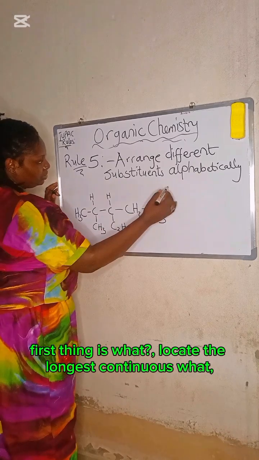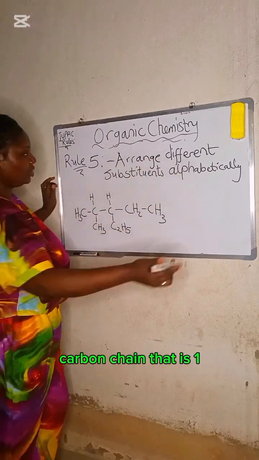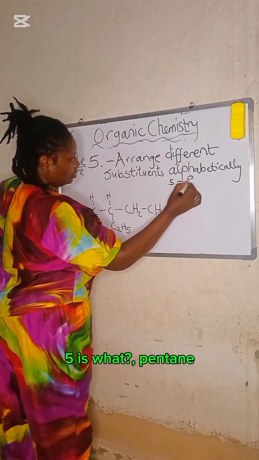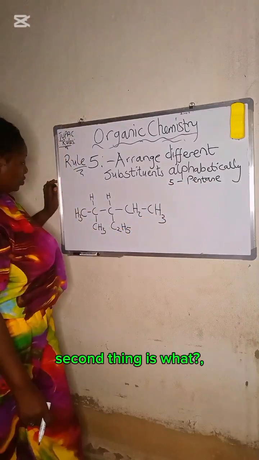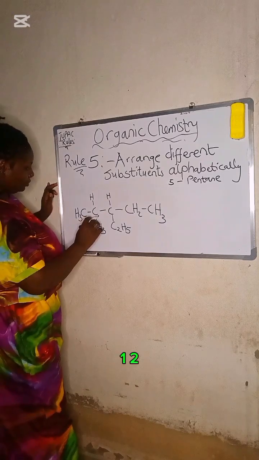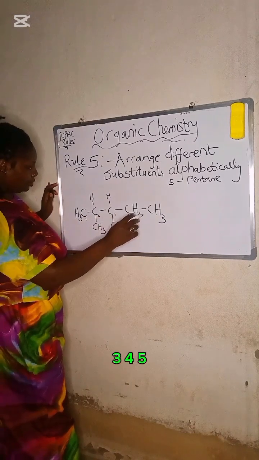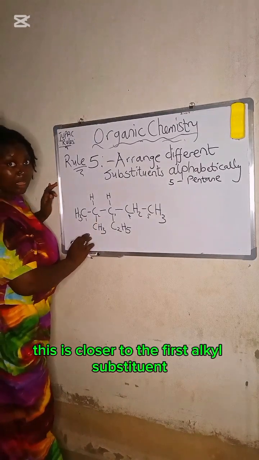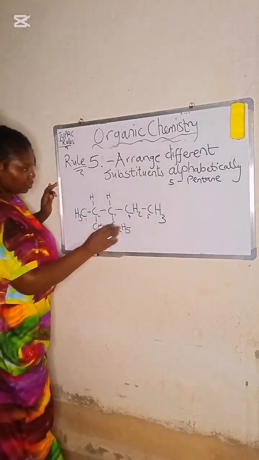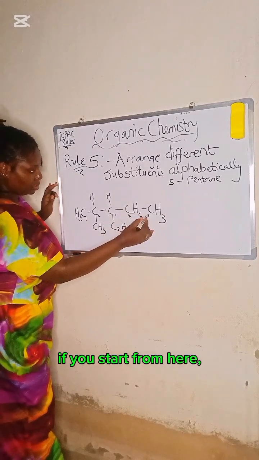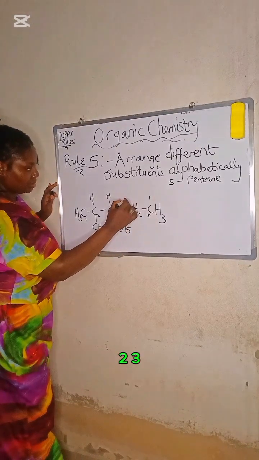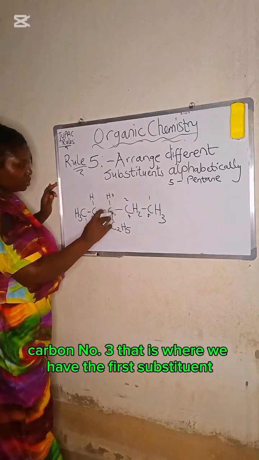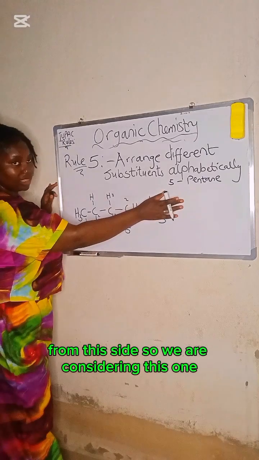First thing is what? Locate the longest continuous carbon chain. That is 1, 2, 3, 4, 5, pentane. Second thing is what? 1, 2, 3, 4, 5. This is what is closer to the first alkyl substituent. If you number from here, 1, 2, 3, carbon number 3 is where we have the first substituent from this side.